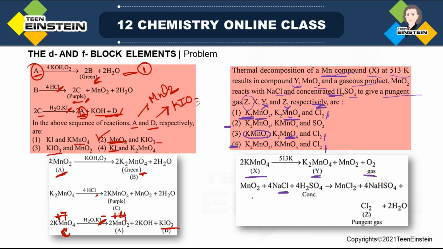concentrated H2SO4, MnO2 is basically acting as an oxidizing agent. Here Cl is present as chloride, right? But after reaction, it is 0. So from -1 oxidation state, now it is 0. So it means it is loss of electron. And MnO2 from +4 state, now it is MnCl2, +2. So this is gain of electron. So here Cl- is oxidized, Mn is reduced. Okay. So Z will be chlorine, and the correct option is X KMnO4, Y K2MnO4, and Z chlorine; option 3 is the correct option. Is it okay?